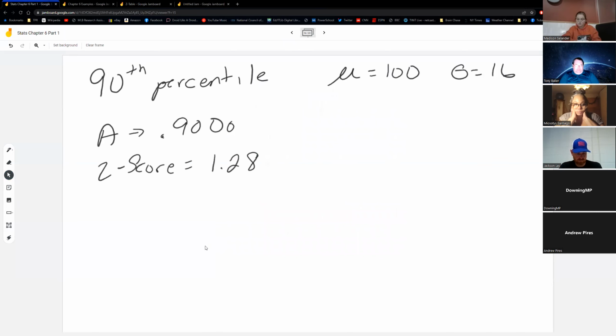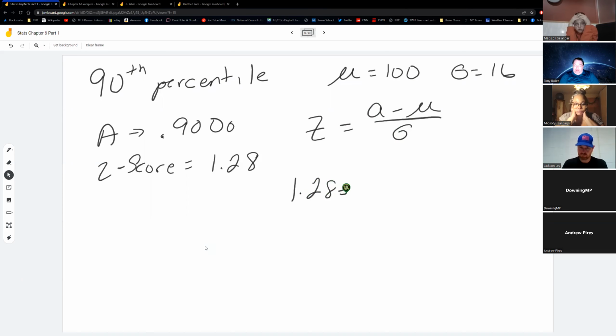All right. Remember my formula: z equals a minus the mean over the standard deviation. I now know z is 1.28, the mean is 100, and the standard deviation is 16. We want to find A. Let's see if anybody remembers their algebra. What do I have to do first to get the A by itself? There's only two possible numbers I can get rid of. I can get rid of the 100 or I can get rid of the 16. Which one do you think I have to get rid of first?